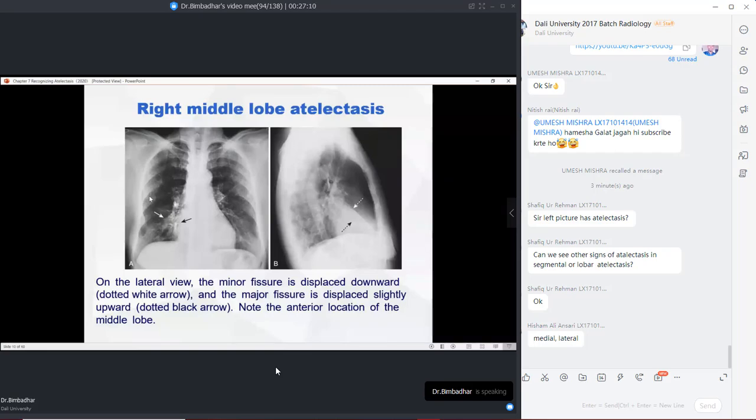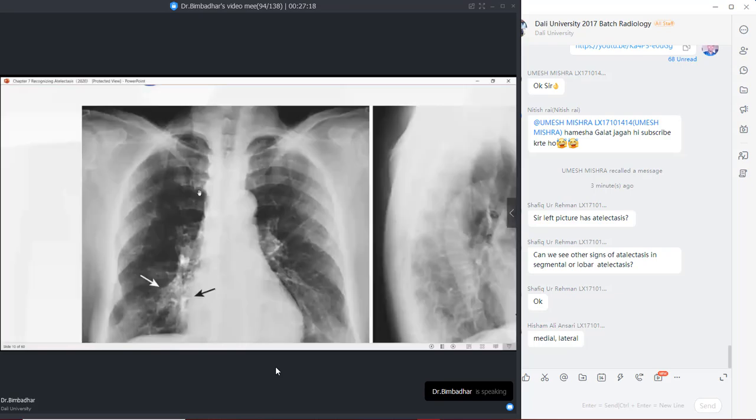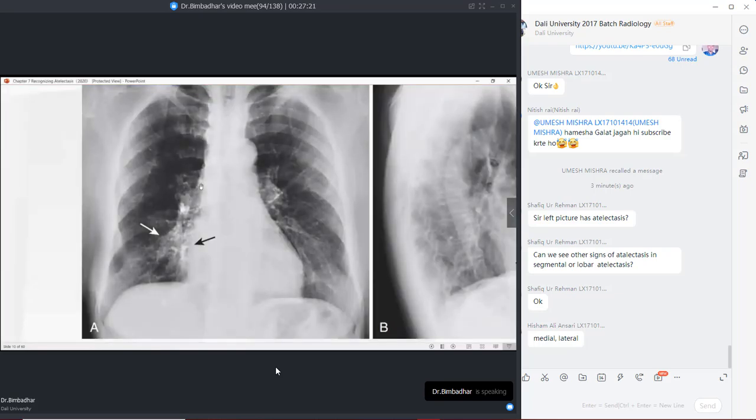But if you look close enough in this picture, the right middle lobe is actually divided into two pulmonary segments, the medial segment and the lateral segment. Which means the medial lobar bronchus and the lateral lobar bronchus are the ones that supply here.